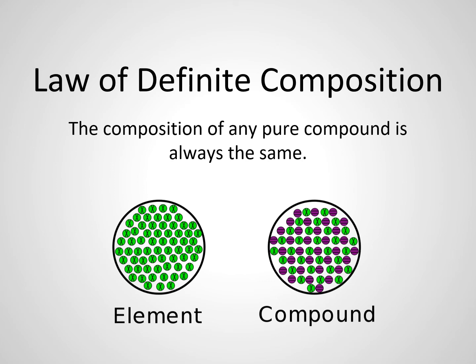According to the law of definite composition, the composition of any pure compound is always the same. No matter how much mass you weigh out, a pure compound is always going to have the same percentage of each element in it.